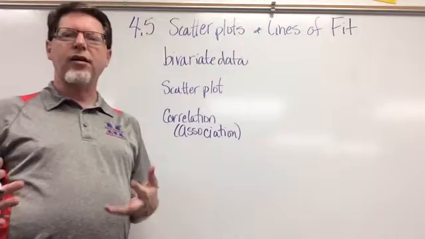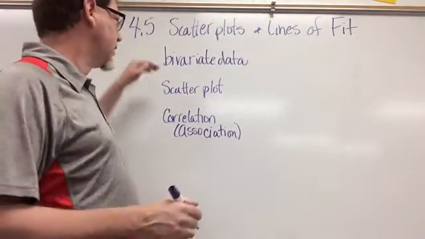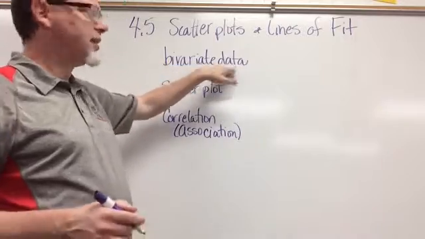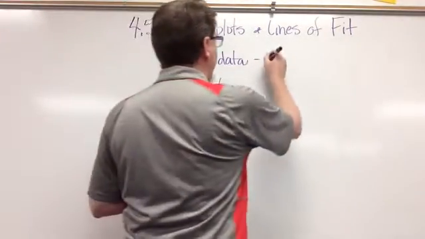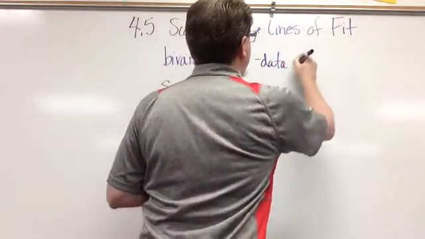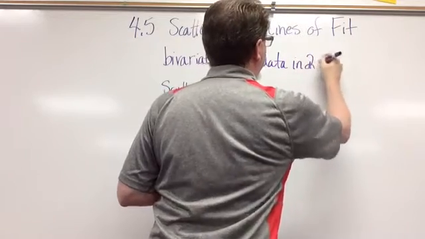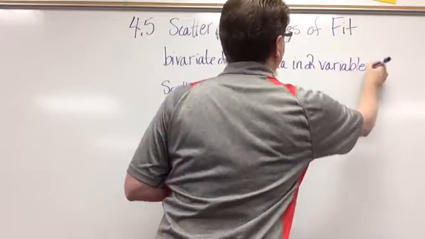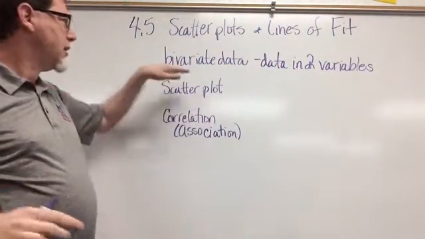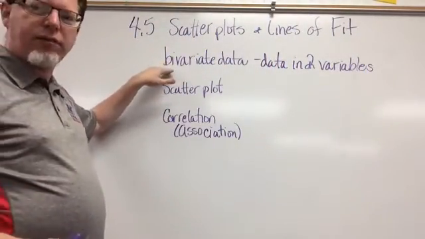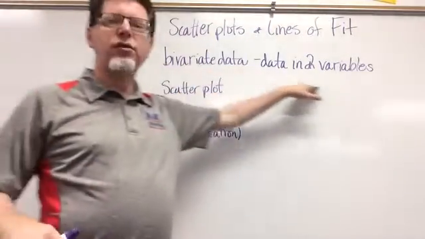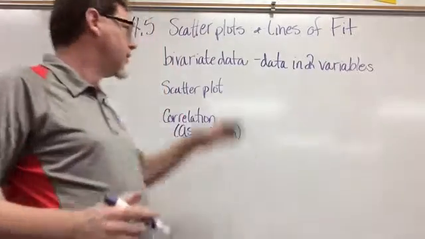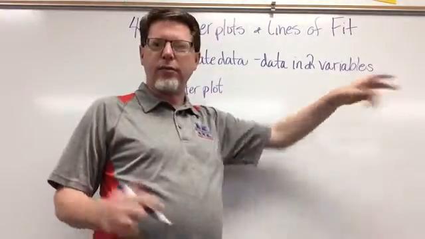Okay, when we talk about scatter plots and lines of fit, some of the things we're going to talk about are bivariate data. Bivariate data, okay? That is data with two variables. The prefix bi means two. So I've got two variables, an x and a y. So we've been working with bivariate data for a long time, but bivariate is data in two variables for us.